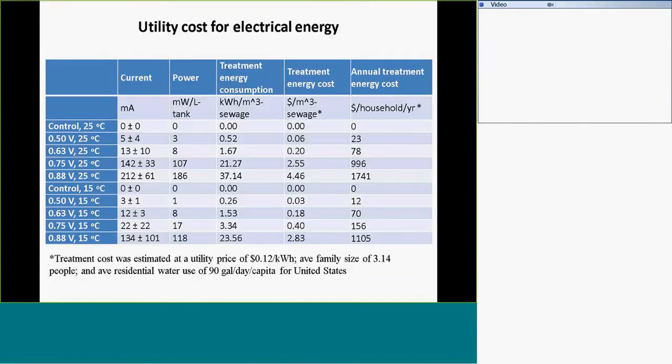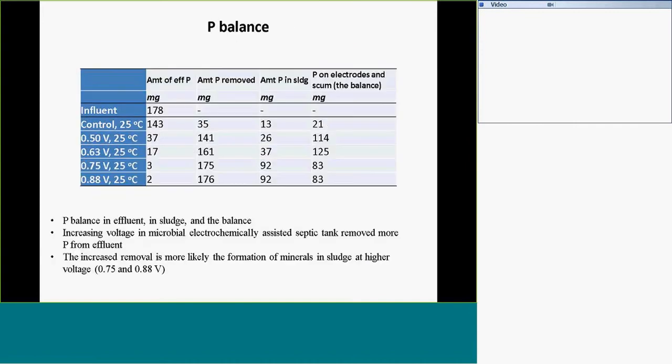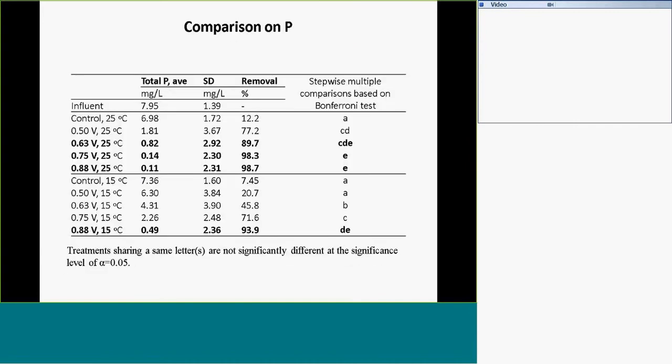Okay, here we go. Phosphorus. Let's see what the phosphorus removal is. We tested two temperatures, 25 degrees C and 15 degrees C. That's the highest removal, achieving 99%. There's basically no phosphorus remaining in the effluent. So the soil will never be saturated for phosphorus removal, if we can apply this concept for septic systems.